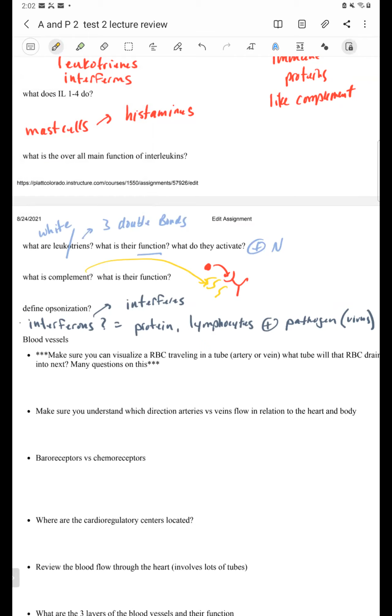When you opsonize something, or opsonization, that marks the antigen for destruction. Opsonization marks the antigen for destruction.